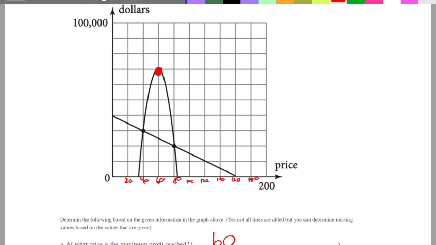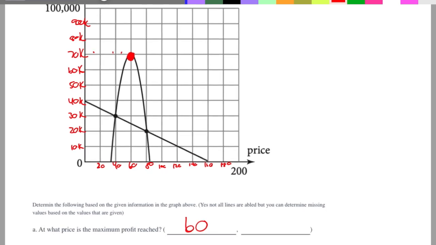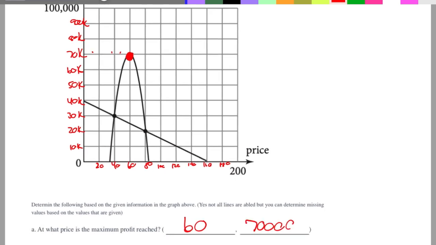Now, what is the value there? Again, we got to determine the scale going this way. 1, 2, 3, 4, 5, 6, 7, 8, 9, 10. I take this and I divide it by 10. I end up with 10,000. So 10K, 20K, 30K, 40K, 50K, 60K, 70K. Y'all see it right there. 80K, 90K, 100,000. So the answer right here is going to be 60 and 70K, which is 70,000.